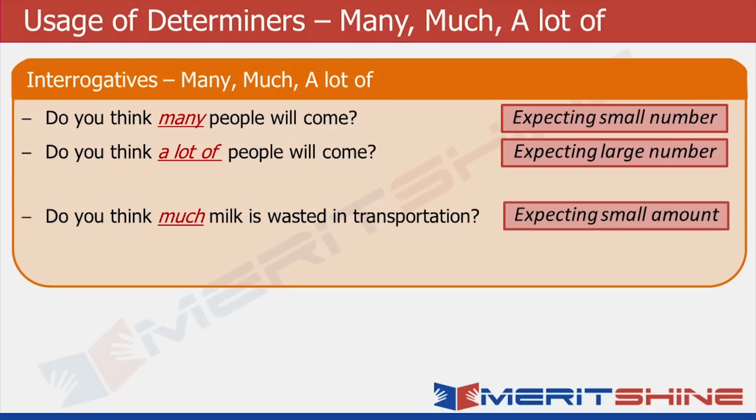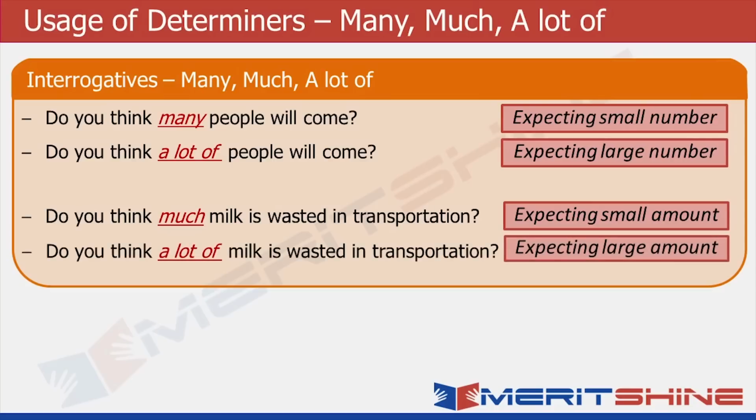Similarly, when the speaker says, do you think much milk is wasted in transportation? It actually means that he is expecting that only a little milk is being wasted. If he really expects that significant amount of milk is being wasted, he should say, do you think a lot of milk is wasted?